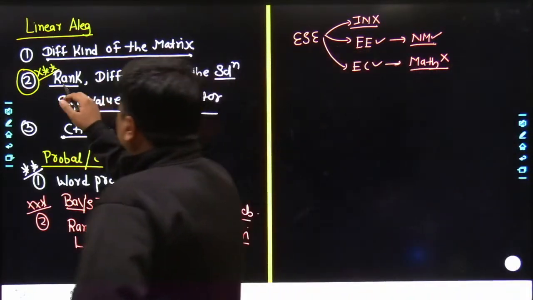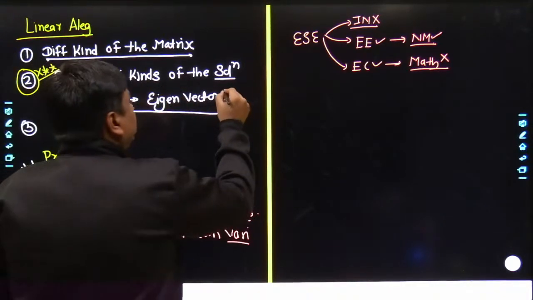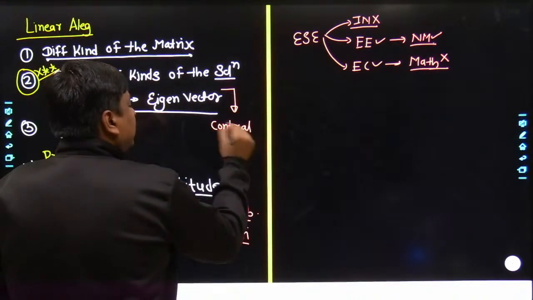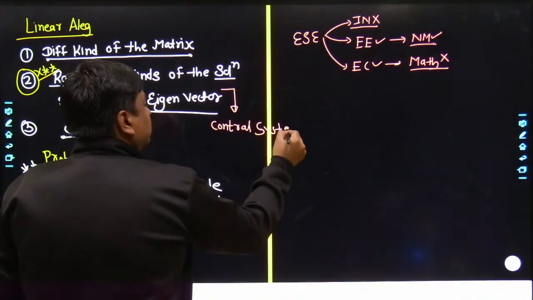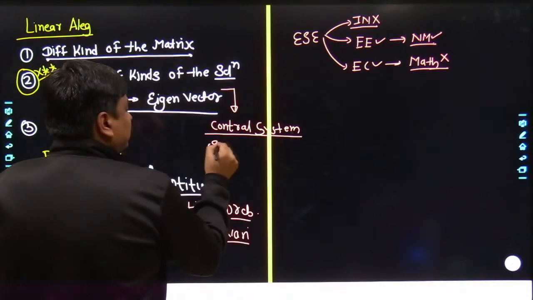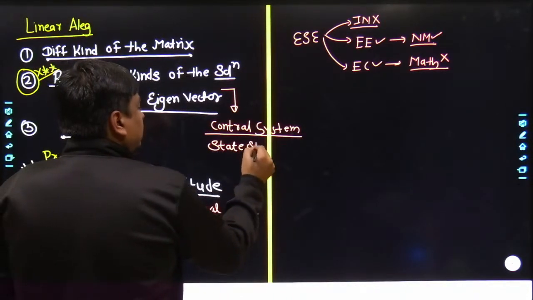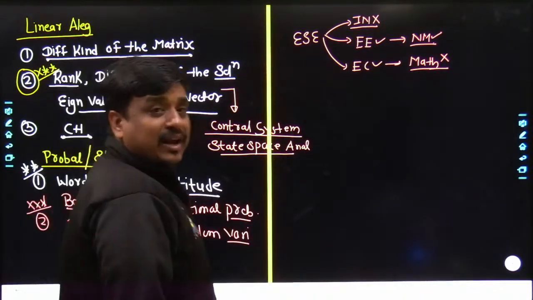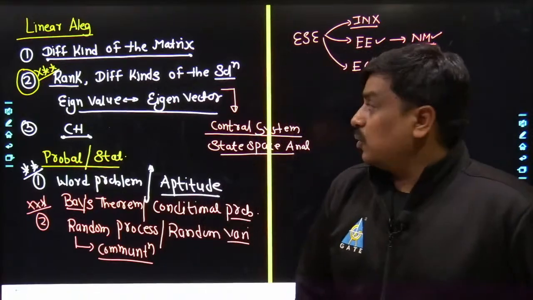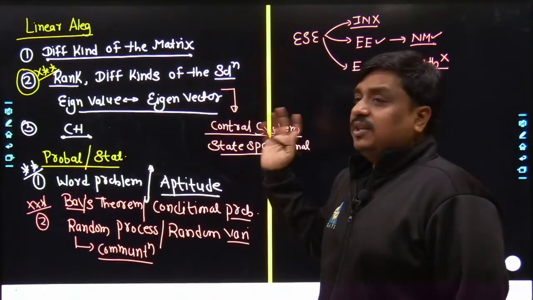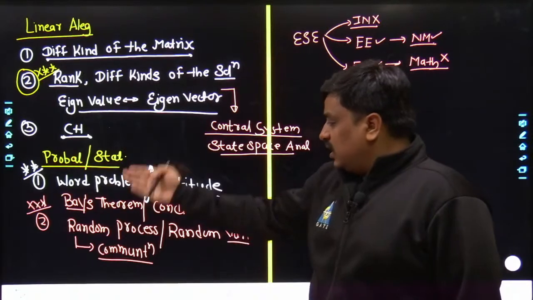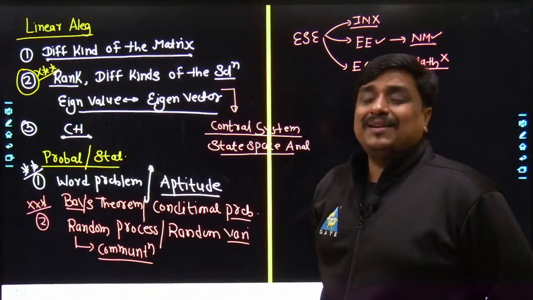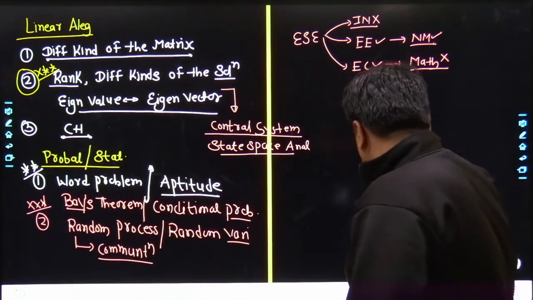and once you have dealt with rank and different kinds of solutions, you will see this concept would be useful in control systems when you are dealing with state space analysis. So what I am saying is the knowledge of linear algebra would add to the concept in your control system, specifically when we deal with state space analysis. Probability is also done, and specifically random process and random variable would be very important when we deal with probability as well as stats, or specifically in communication. So let me go back.